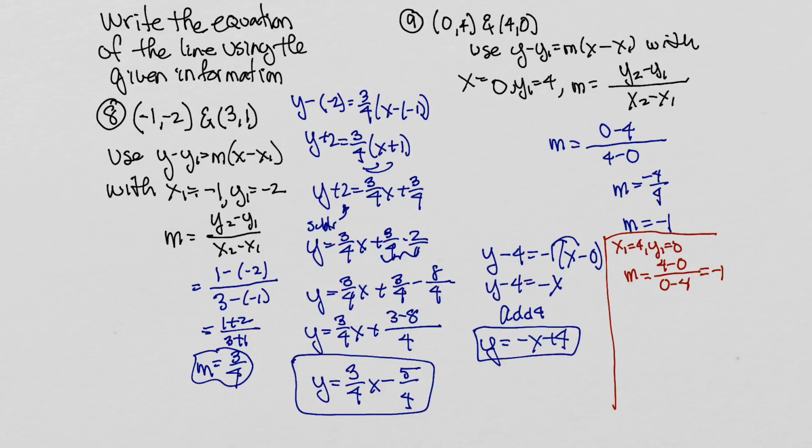Now let's substitute in. So we'll get y minus y1, which is 0, equals m, negative 1, times x minus x1, which would be 4. This just gives us y minus 0 is y, equals, now multiply through, negative x, and then negative 1 times negative 4 is plus 4. And look what we have. These are identical. So it doesn't matter which point you use as the first one or the second one.